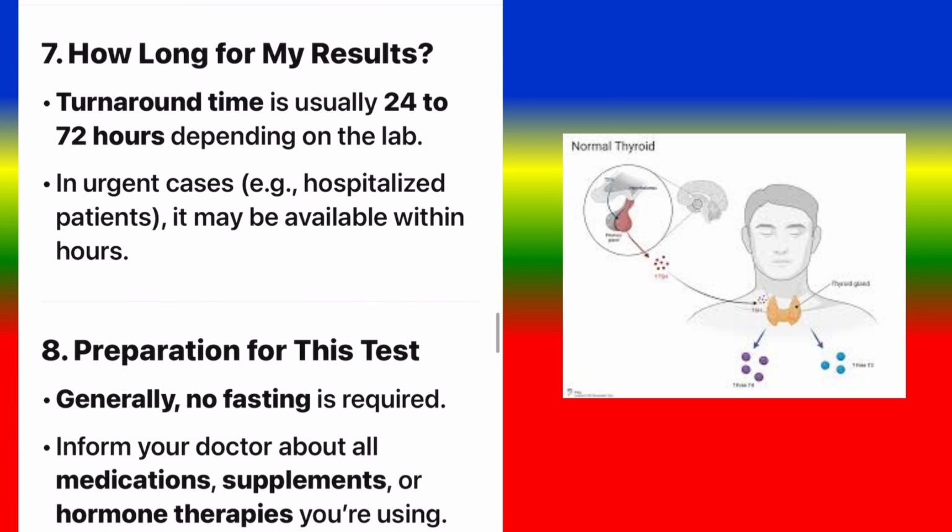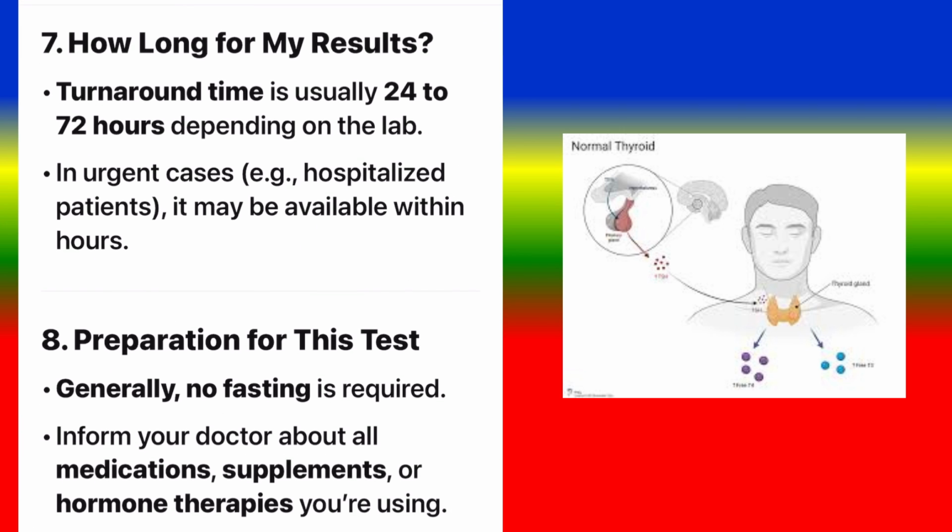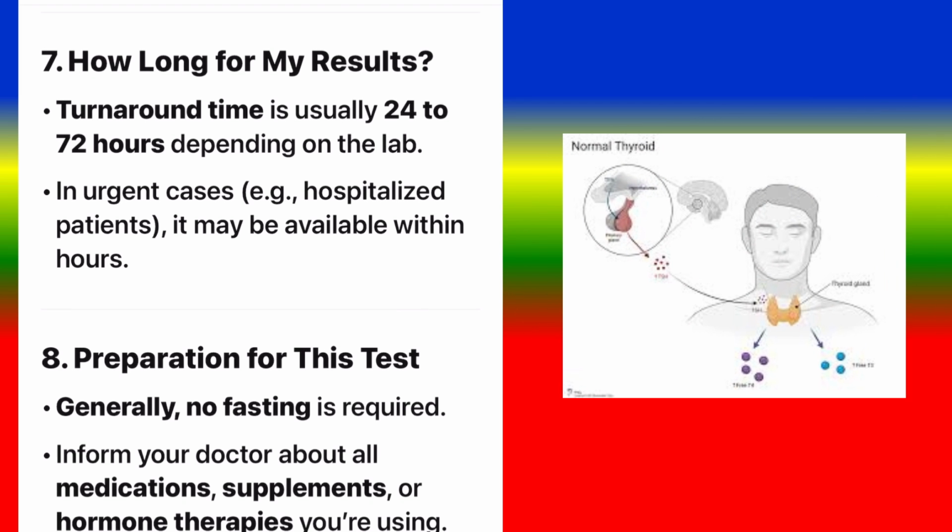7. How long for my results? Turnaround time is usually 24 to 72 hours, depending on the lab. In urgent cases, e.g. hospitalized patients, it may be available within hours.